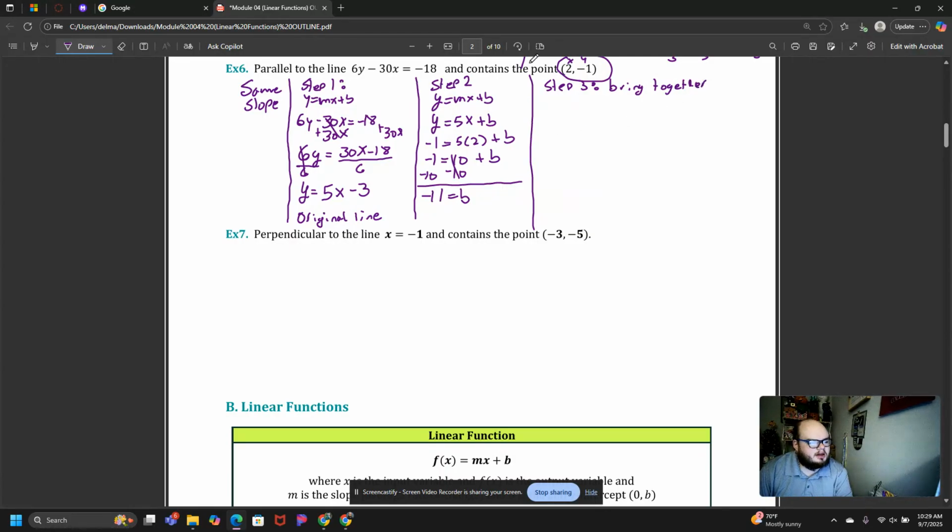So I'm going to bring it together, and I'm going to have y is equal to 5x, because that's my slope. Parallel lines have the same slope, so carry over the original slope. Minus 11, because that's my new y-intercept. It goes through the point 2 and negative 1. Okay.